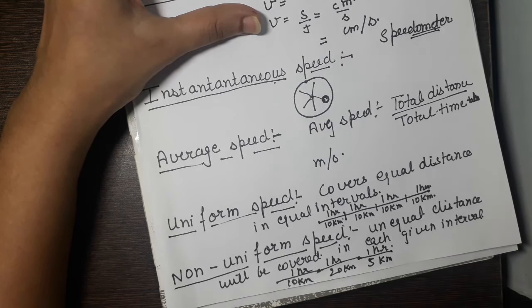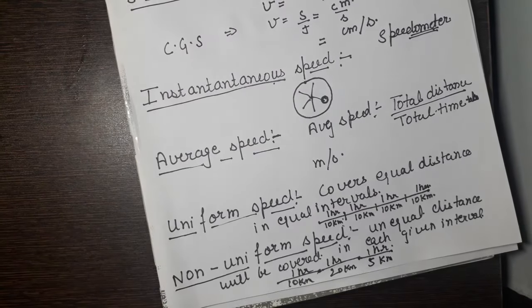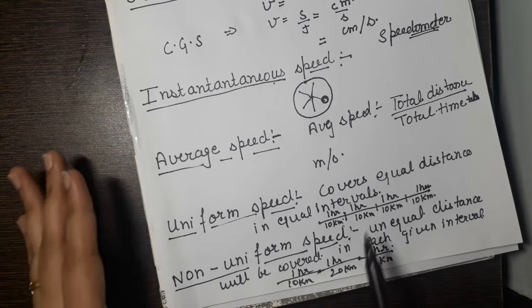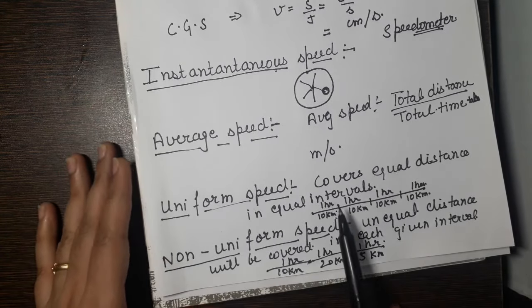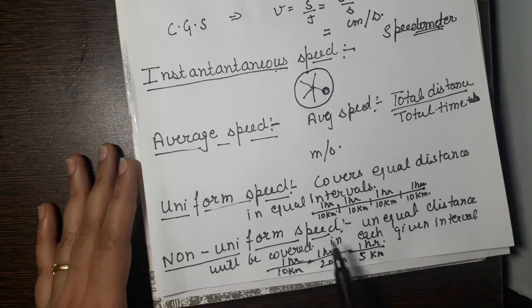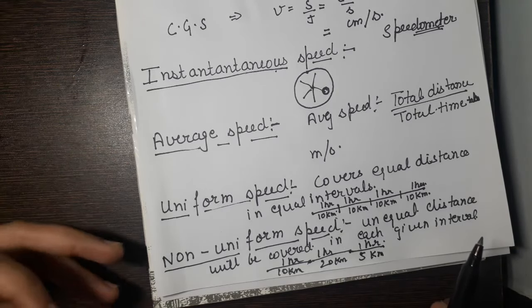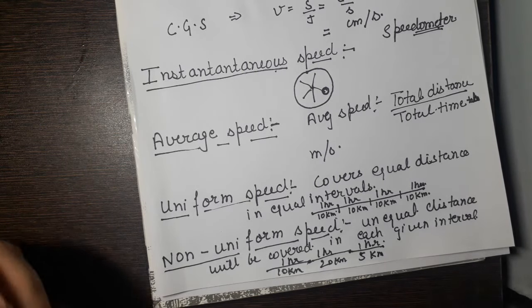So here we will use the average speed formula to calculate the entire speed of the body. So this is the basic difference between uniform speed and non-uniform speed. These are all the terms which we have discussed today about speed.